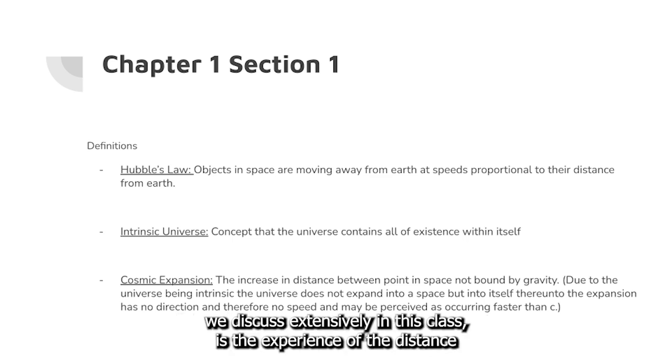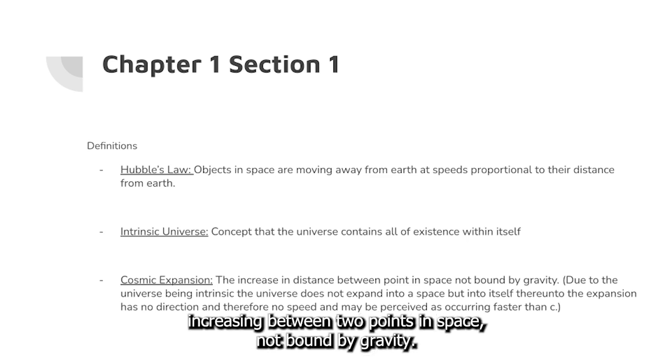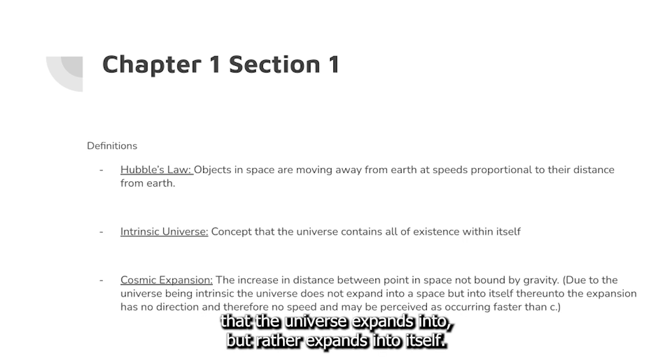Cosmic expansion, which we'll discuss extensively in this class, is the experience of the distance increasing between 2 points in space not bound by gravity. Please see, as the universe is intrinsic, there is no space that the universe expands into, but rather it expands into itself.